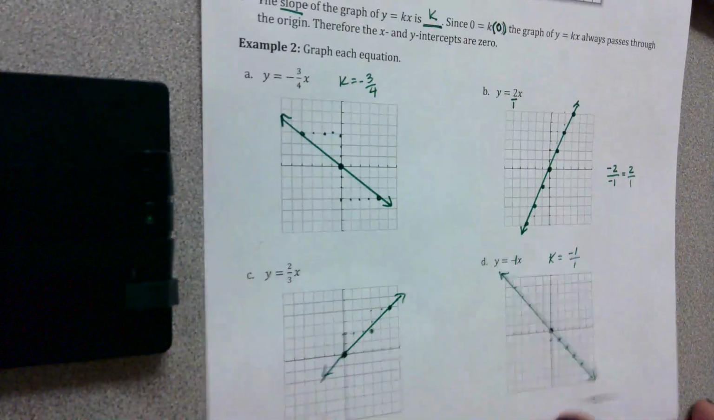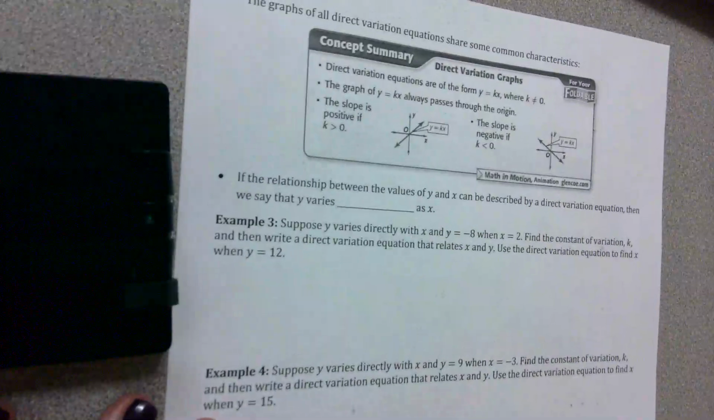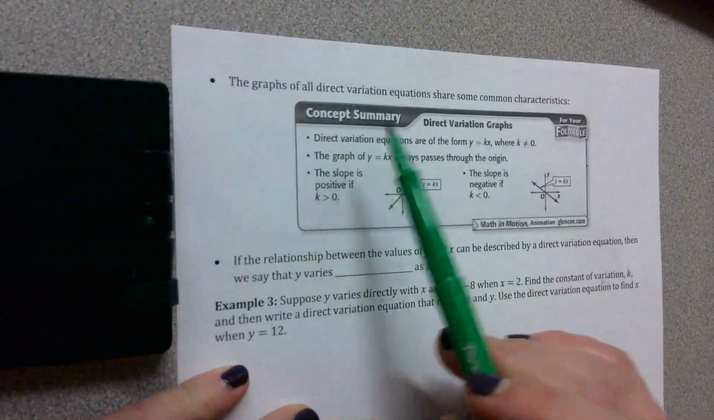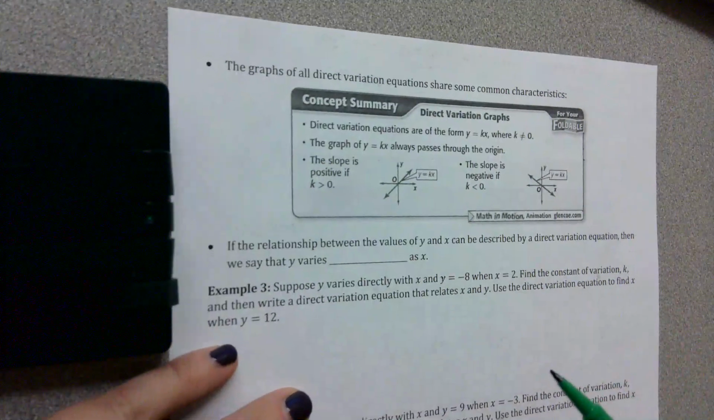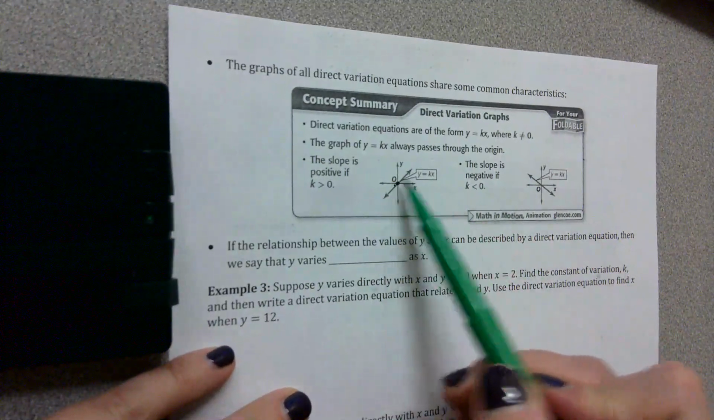All right. Flip the page. So it says concept summary. The graphs of direct variation equations share some common characteristics. They all pass through the origin, no matter what.